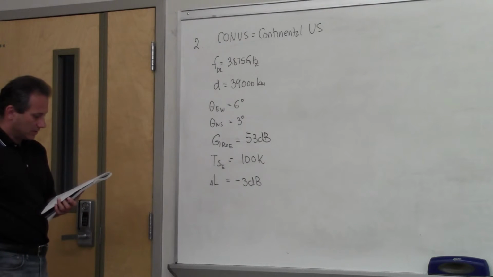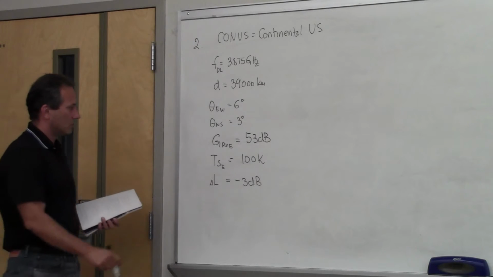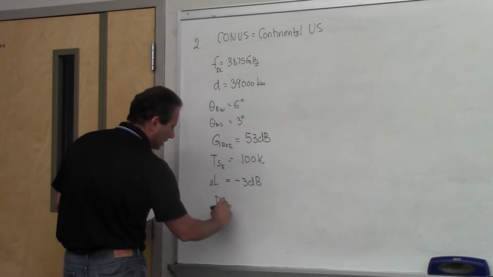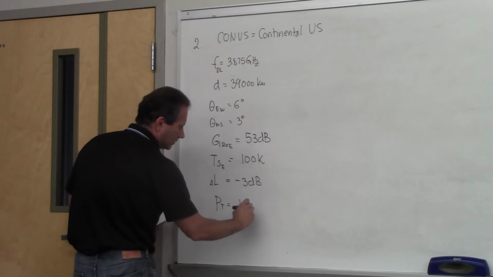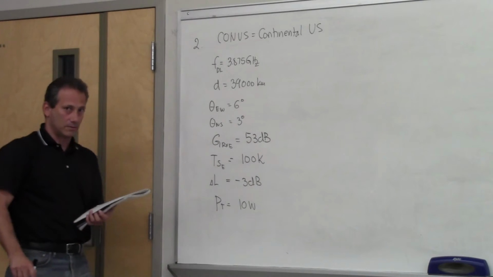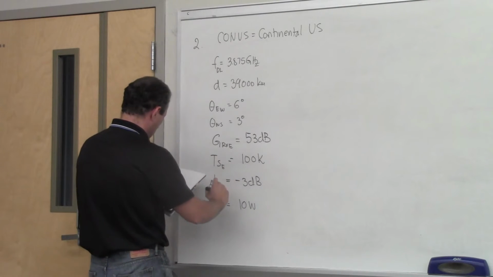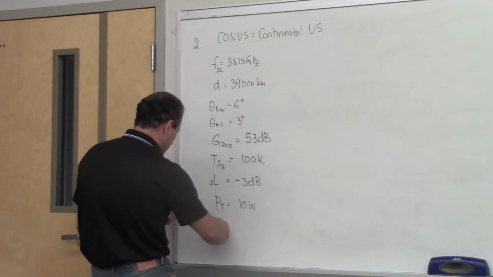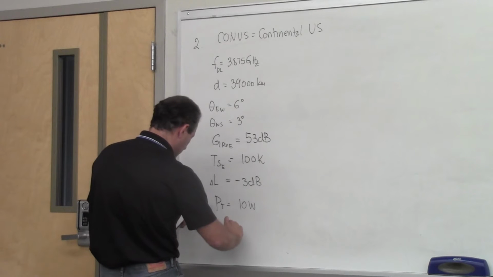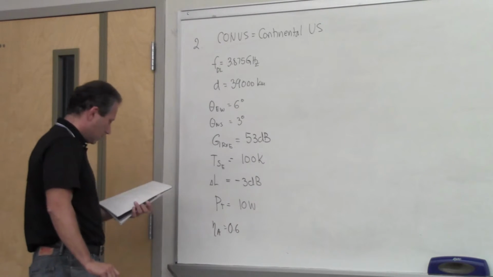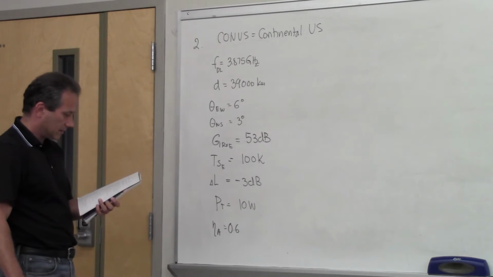Assume that the transponder power is 10 watts. So PT, as we calculated, is 10 watts. Remember, in the previous problem we calculated it's 10 watts. And assume an antenna efficiency of 0.6. Calculate the gain of the satellite antenna towards the Earth station.